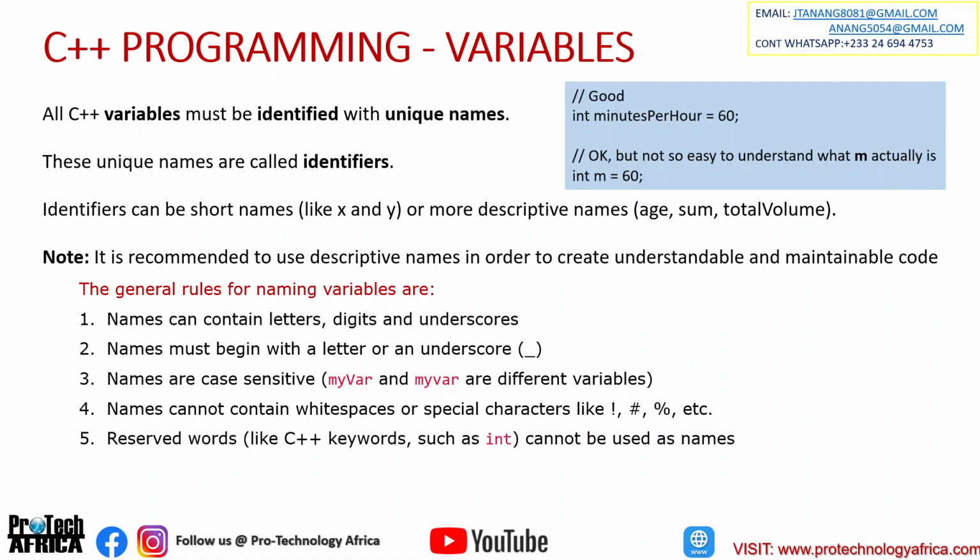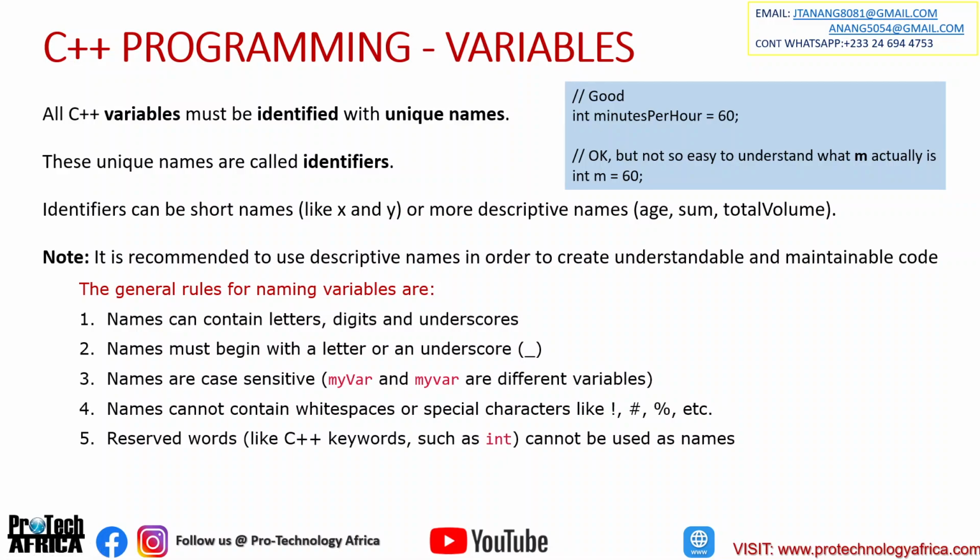So now let's proceed with some of the guidelines as to what we have to do with variable naming. It says that these unique names are called identifiers. So every unique name we give to a variable is called an identifier. Identifiers can be short names like x and y, or more descriptive names like age, sum, total, volume.